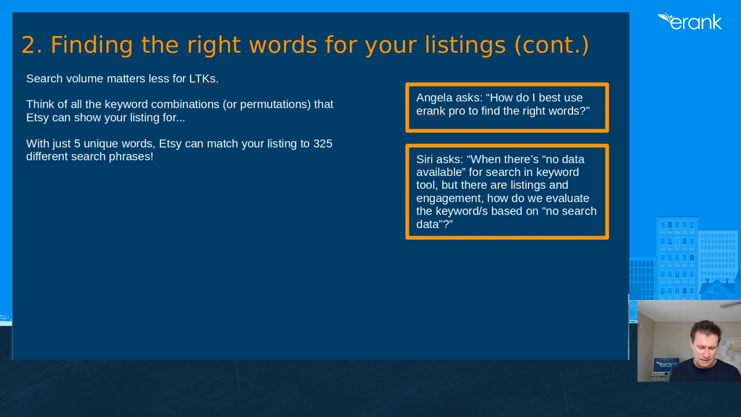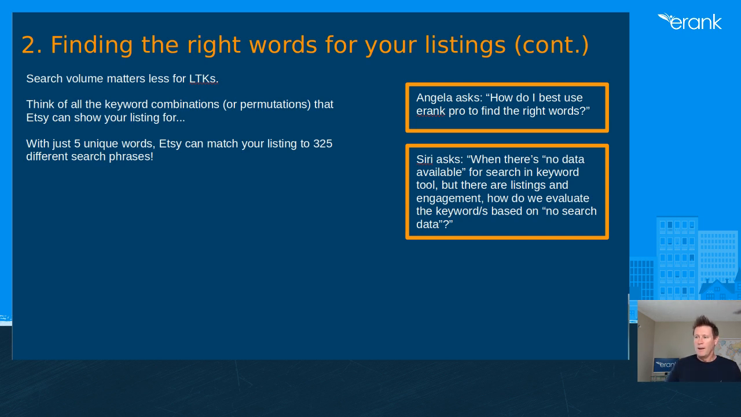Now, I think a typical listing probably has about 30 to 50 different words in there. Suddenly you're getting up to 20 million different possible combinations and permutations. A lot of them are going to be absolute rubbish, but there's going to be some gold in there as well. So that's the beauty of long-tail keywords.